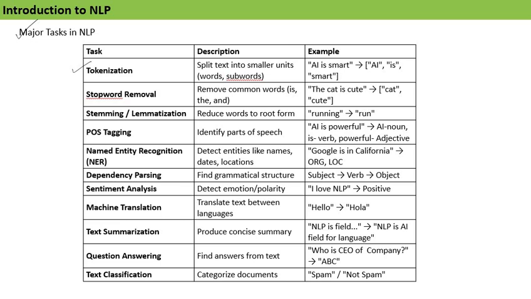Tokenization is a process where it splits the text into smaller chunks or units, into words or subwords. For example, "AI is smart." I make a split as "AI," "is," and "smart," each considered an individual token. Next is stop word removal. It removes common words which are not useful, for example "is" and "the." So in the sentence "the cat is cute," we remove "is," so the final tokens are "the cat" and "cute."